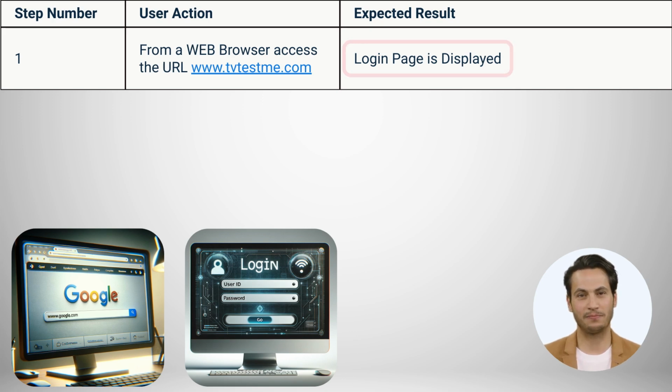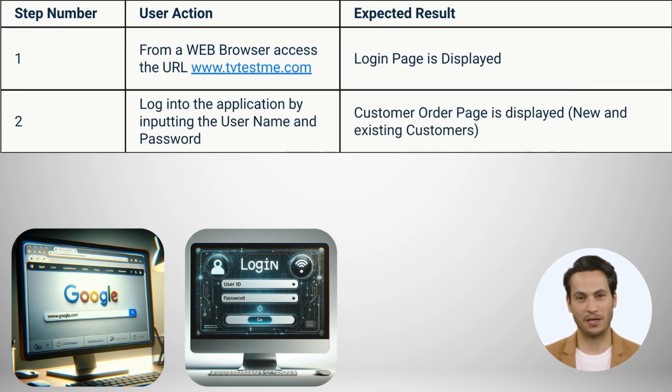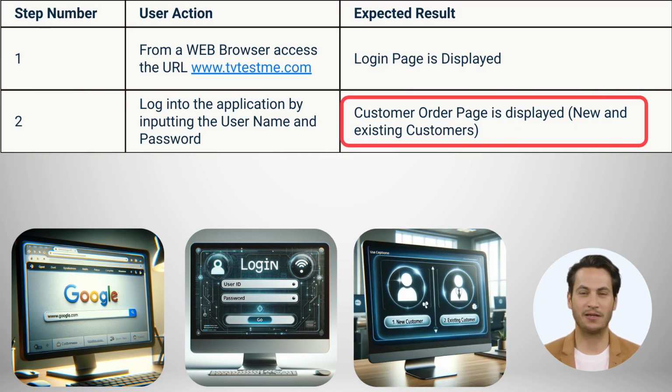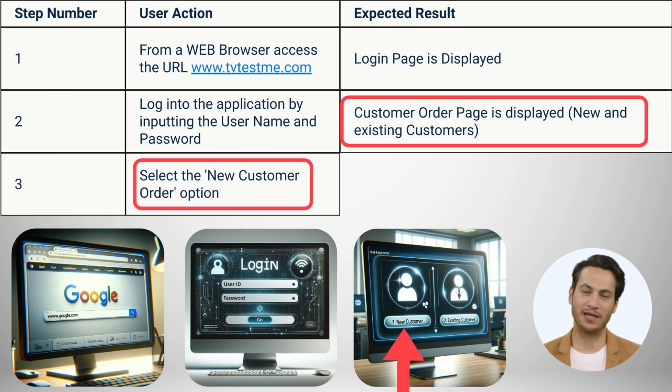A good start. Now we can log into the application using the user ID that was provided. Once you have done this, you are navigated to the New Customer Order option. As you can see, the second expected result is a success because after you log in, the New Customer Order option is available to select. There are two options on this screen, New and Existing Customer. You will need to select the New Customer option, which is highlighted.